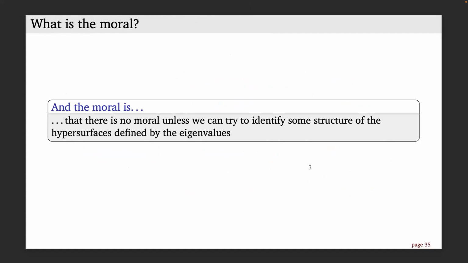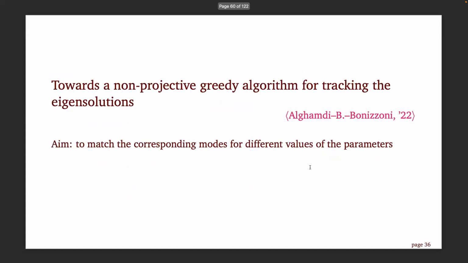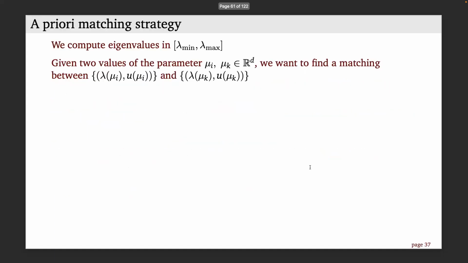But what is the moral of this example for me? The moral is that there is no moral unless we can try to identify some structure of the hypersurfaces defined by the eigenvalues. So hypersurfaces in more than 1D, right? This led to one of our side projects, which is to design a greedy algorithm in order to track the crossing of the eigensolutions. So we try to find a way to label the eigenvalues in such a way that the color code of the discrete solution is the same as the one of the continuous one. And this is what we actually did.